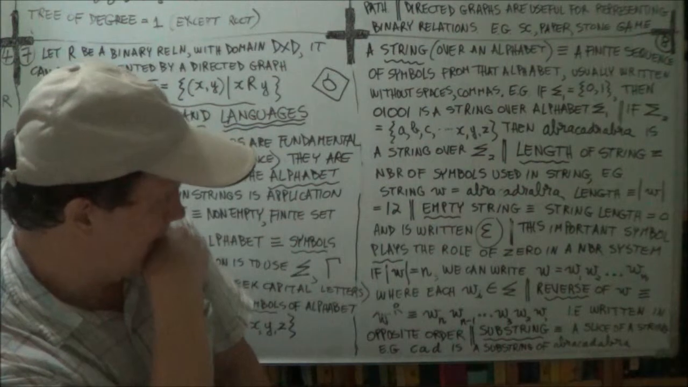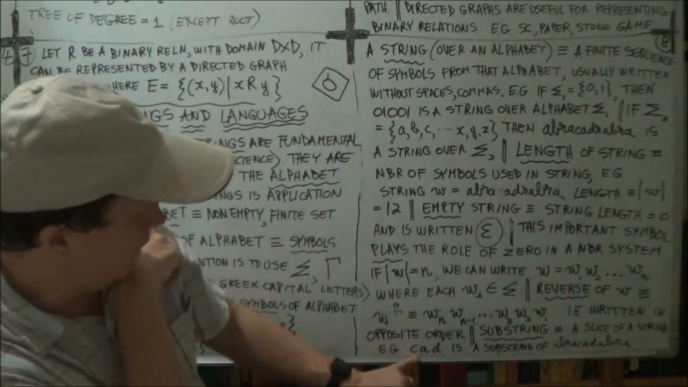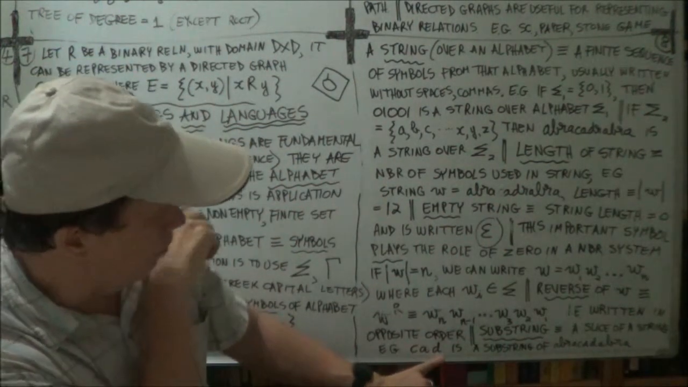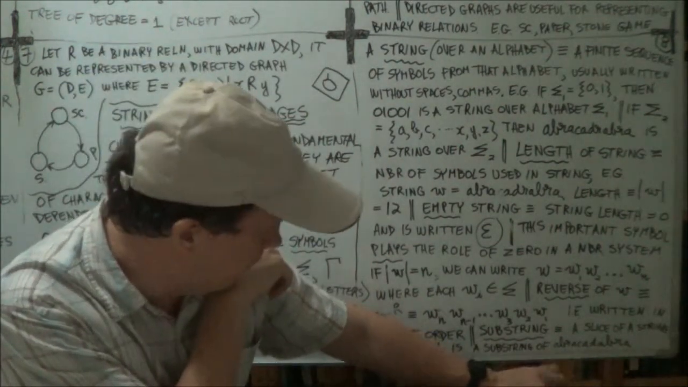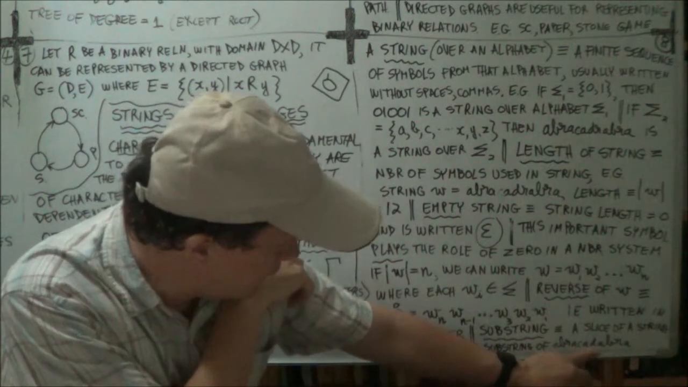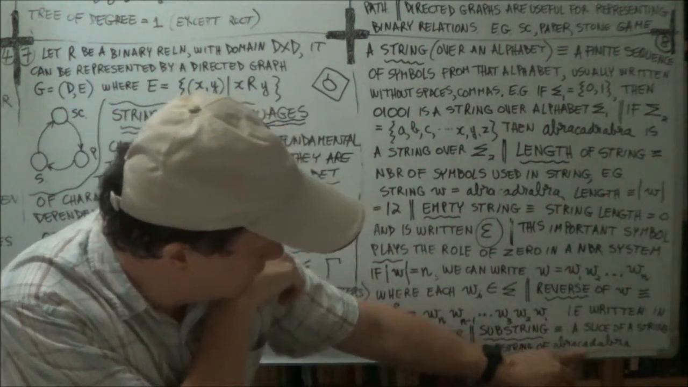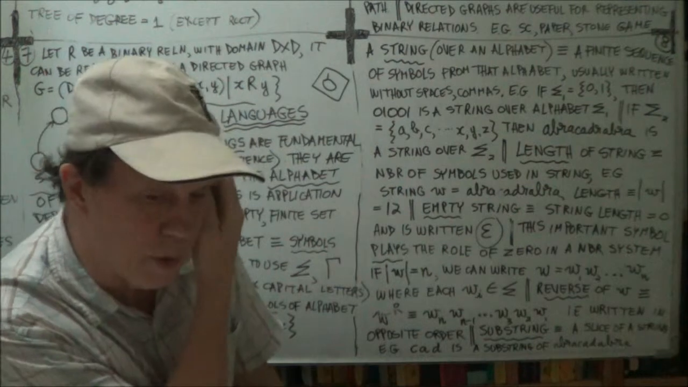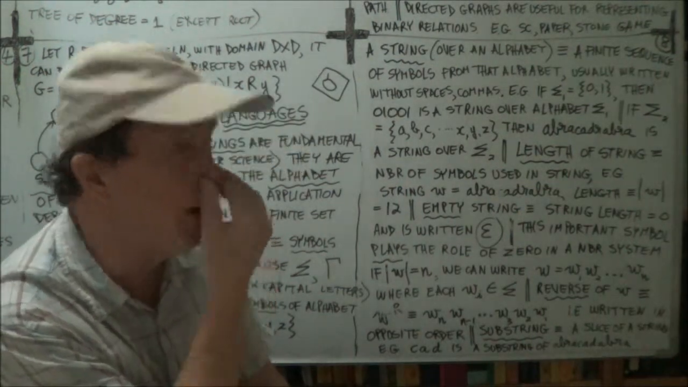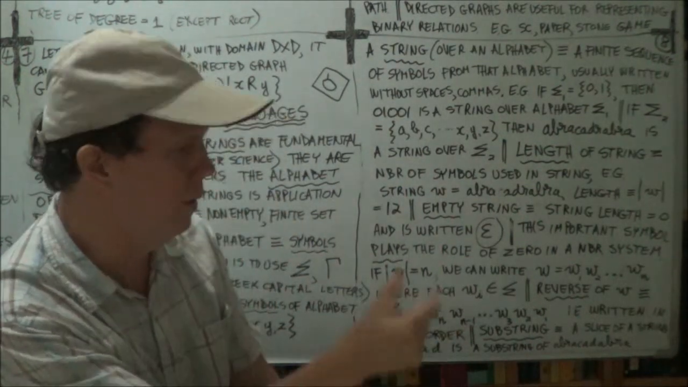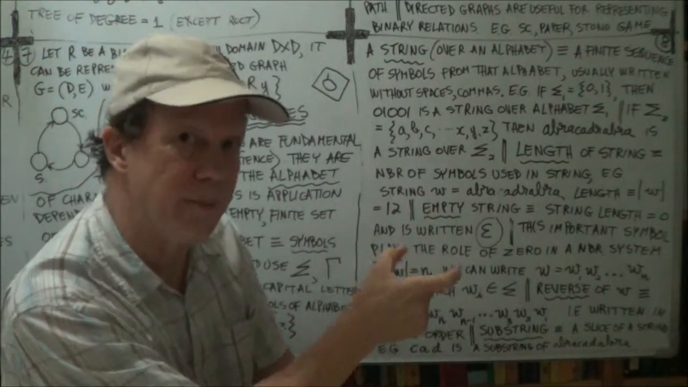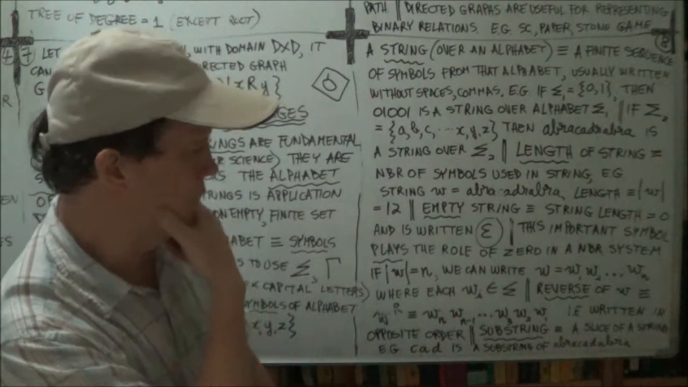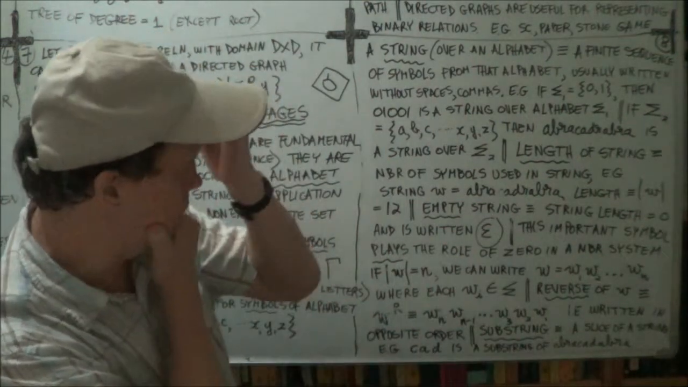Okay, so for example, CAD, that would be a substring of the string abracadabra, because here it is, CAD, right? Contiguous, not broken up into pieces, so to speak. Just one contiguous part of your original string. Okay, so the notion of substring.